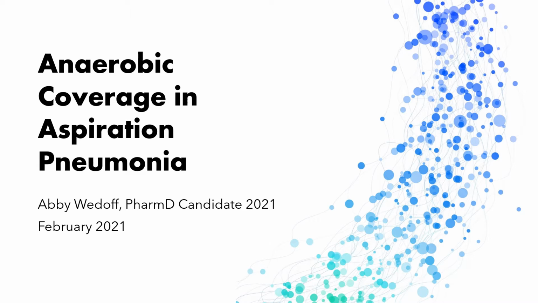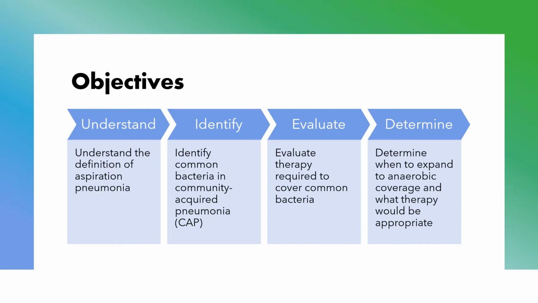The objectives for this presentation are to understand the definition of aspiration pneumonia, identify common bacteria in community-acquired pneumonia, or CAP, evaluate therapy required to cover common bacteria, and determine when to expand to anaerobic coverage and what therapy would be appropriate in these situations.